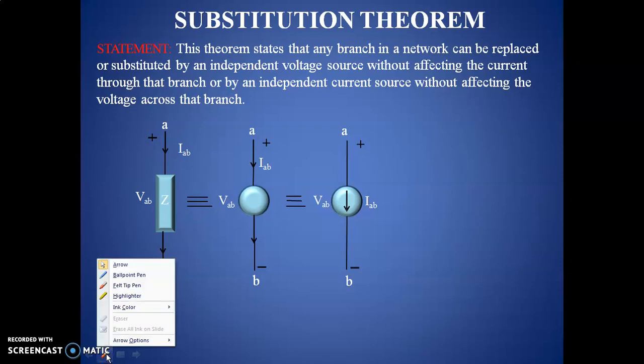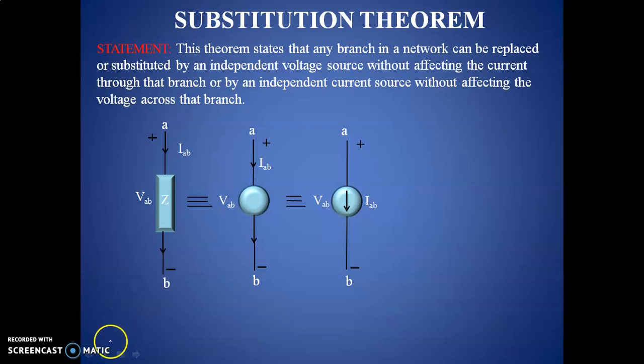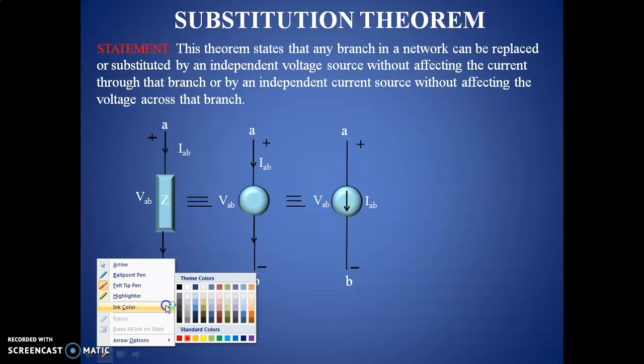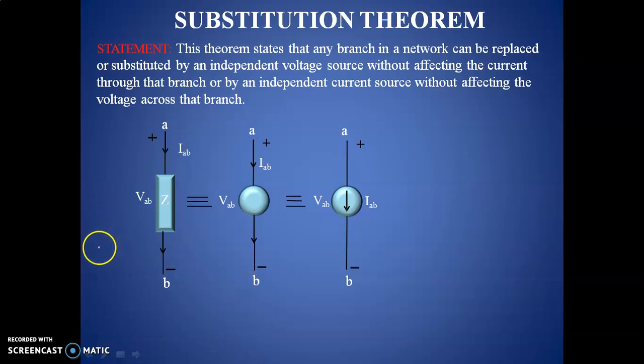This is very clear from what is written for the theorem statement. It is actually very clear from the diagram shown here. This is terminal A at plus, terminal B at minus, and its current IAB is flowing from A to B across this Z, and Z has potential VAB across it. So it is replaced by either this one or this one.